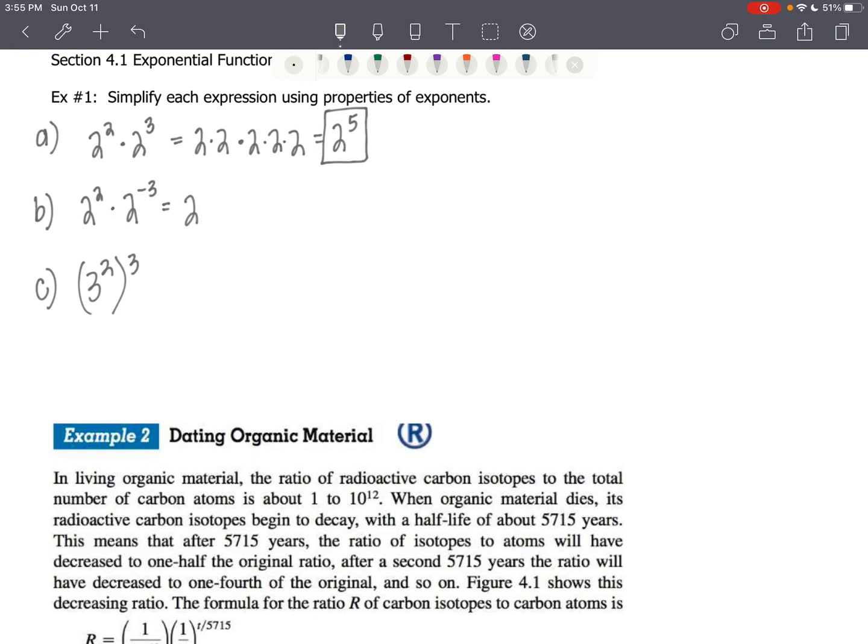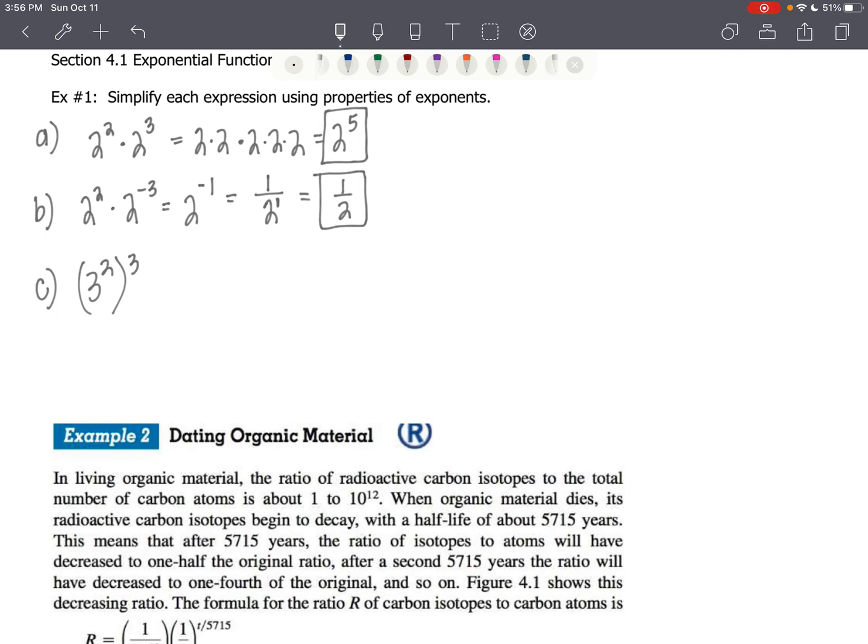So when we add the exponents here, the base stays the same and we get a negative 1 power. We're going to make that negative exponent positive by bringing the base and the exponent to the denominator, making the exponent positive, which simplifies to be 1/2.